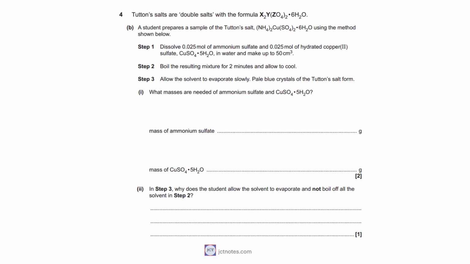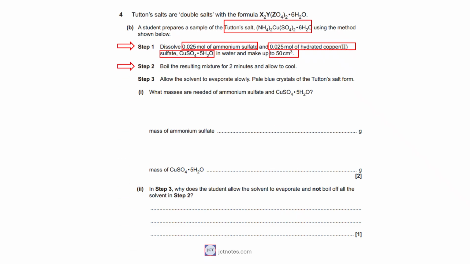In question 4b, a student prepares a sample of Tutton salt in 3 steps. In step 1, the student dissolves 0.025 moles of ammonium sulfate and 0.025 moles of hydrated copper-2 sulfate pentahydrate in water, then makes the solution up to 50 cubic centimeters. In step 2, the student boils the resulting mixture for 2 minutes and then allows it to cool. In step 3, the solvent is slowly evaporated, forming pale blue crystals of Tutton salt.